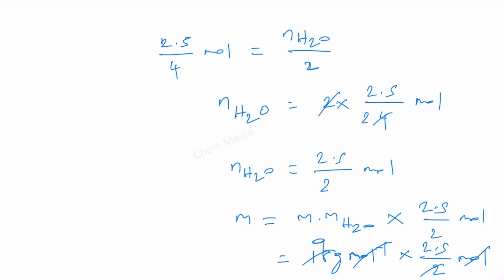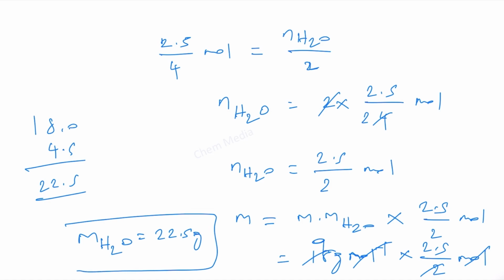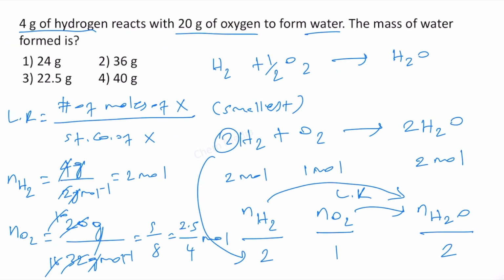9 times 2.5. 9 times 2 is 18 and 9 times 0.5 is 4.5, and therefore this is 22.5. Therefore mass of H2O is 22.5 gram. That's the correct answer. This means option 3 is correct.